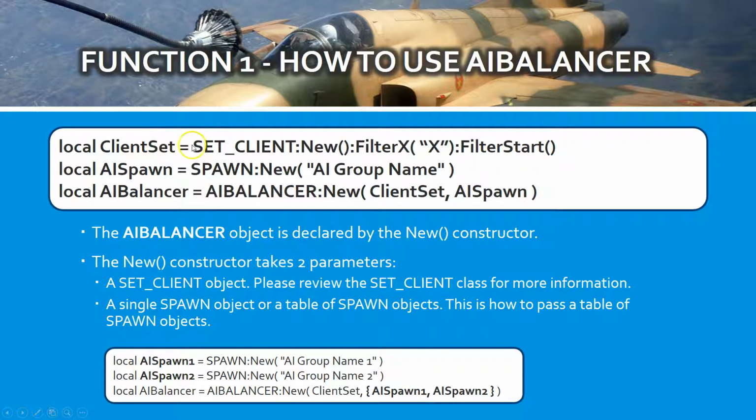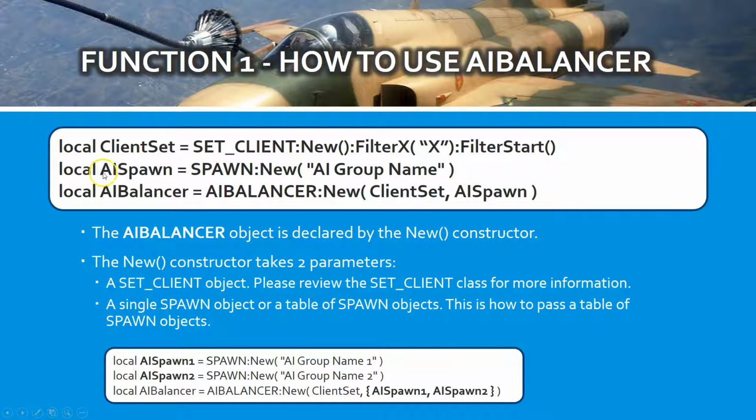The client set you need to instantiate with the set client object using filter criteria, and you can find the set client object description in the documentation on the web, and refer to the set training session where I have explained set unit and set group. Set client is very similar, and there is also a set airbase that we are using here later.